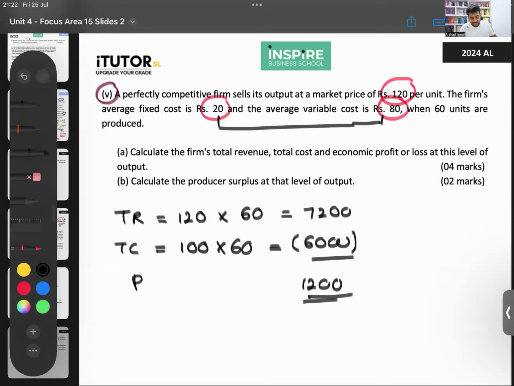So if you do that, you get 4 marks. Do you see how easy that question is? They give it in a paragraph, they give it in a diagram, they give it in different ways, but it is the same thing.